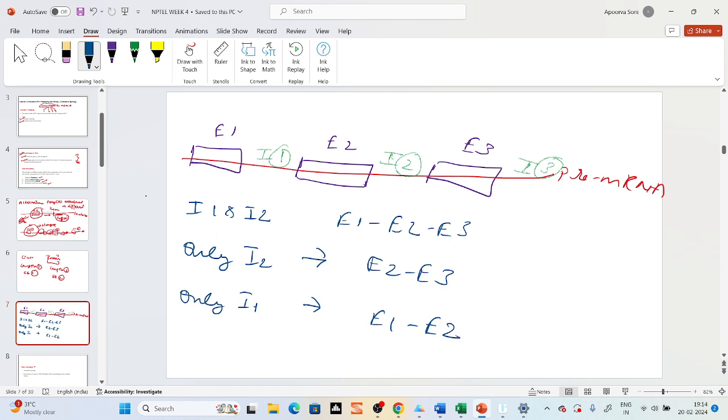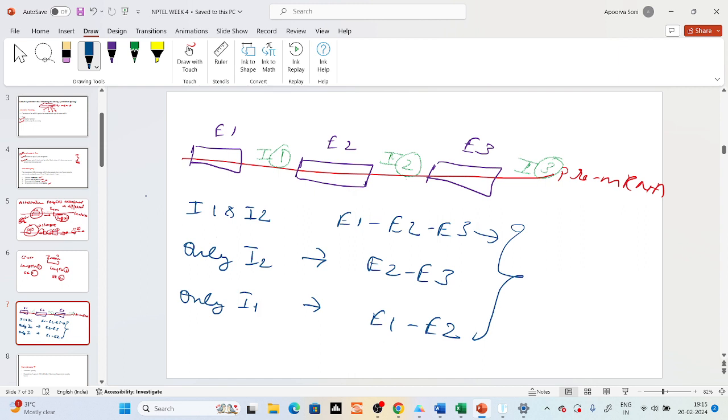If I3 is spliced, then suppose there is E4 or some other exon, this E3 will combine with some other exon. So what I'm trying to tell is that depending on the combination in which the introns are spliced out, your exons will be different, and the length of the mature mRNA would also be different. Here the length would be greater, here the length is smaller, and here also it is smaller. Why? Because here 3 exons have combined, here only 2 exons have combined, and here also 2 exons, but different exons have combined. So from the same pre-mRNA, you can have different combinations of mature mRNA.